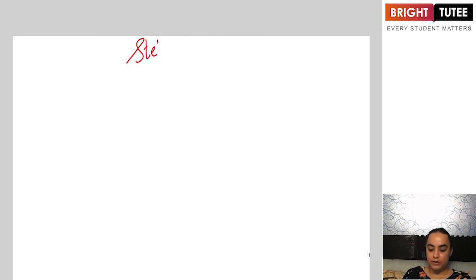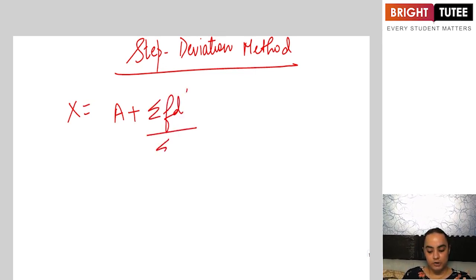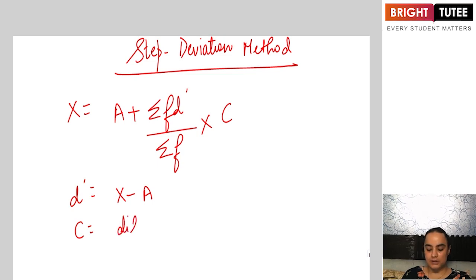And the last method that we have is the step deviation method. Right? Formula: A plus sum of fd' upon sum of f multiplied by the common factor. This was the formula that we learned in the discrete series also. D' is equal to (x minus a) divided by c, and c is equal to the difference in the class interval.